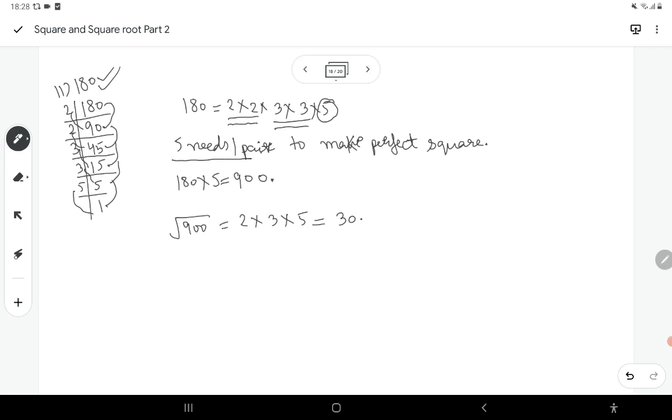So 5 needs 1 pair to make a perfect square. So we multiply 180 by 5 so that 5 also gets a pair, which makes 180 into 5 equal to 900, and the square root of 900 comes out to be 2 into 3 into 5, which is equal to 30.